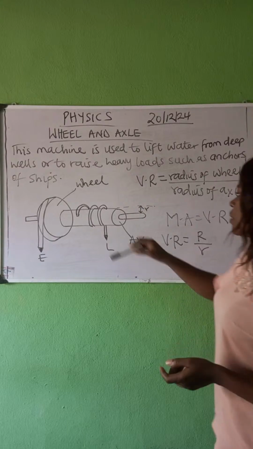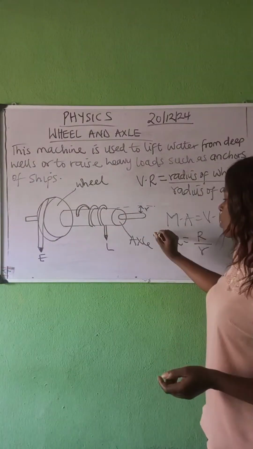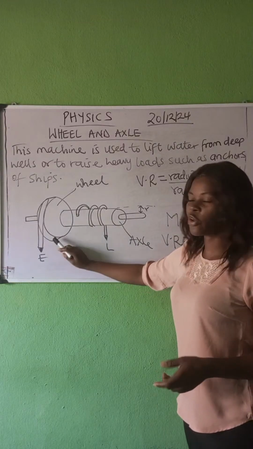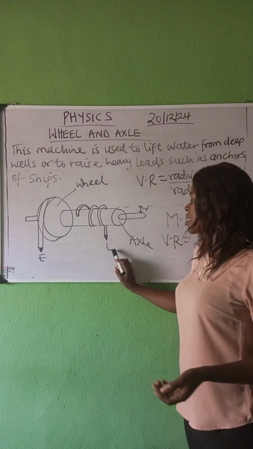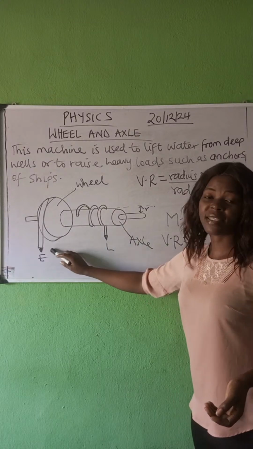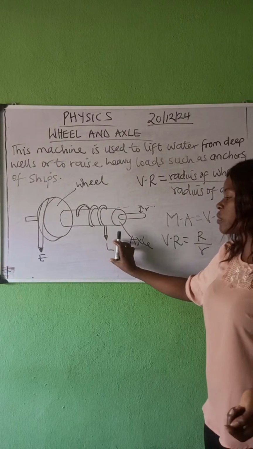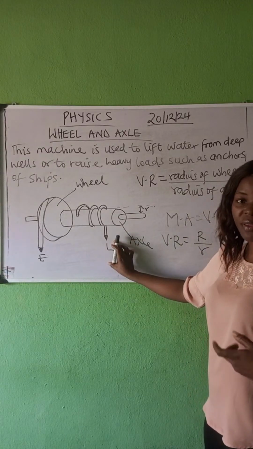Now we have the wheel. This is the axle. Now this is classified as the effort, where your energy is required, and this is the load, which is maybe the container used to carry water from the deep well.